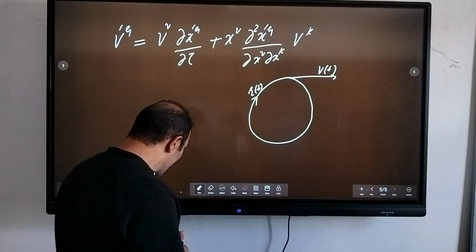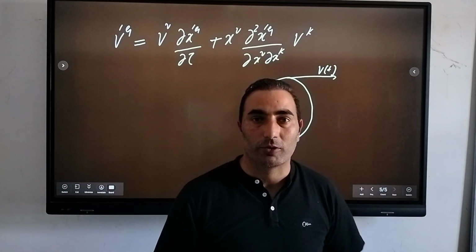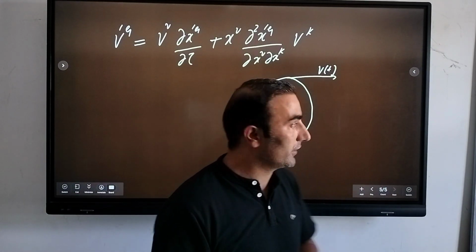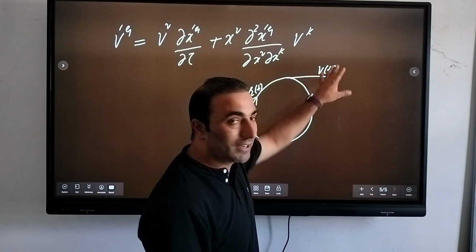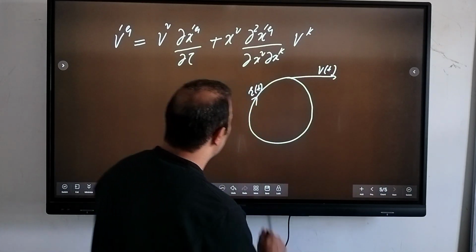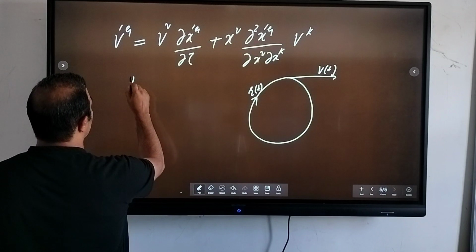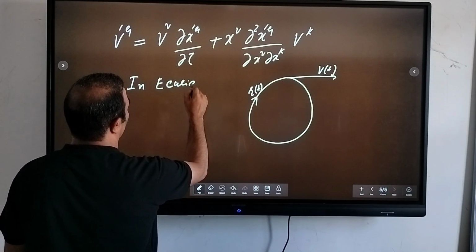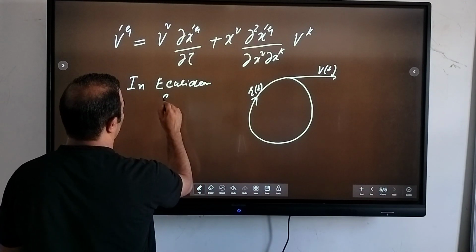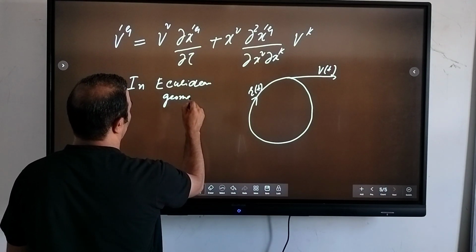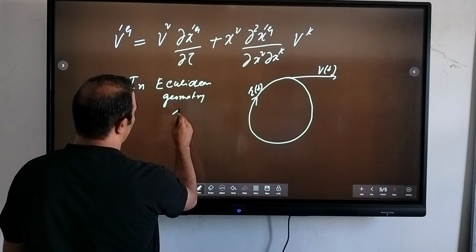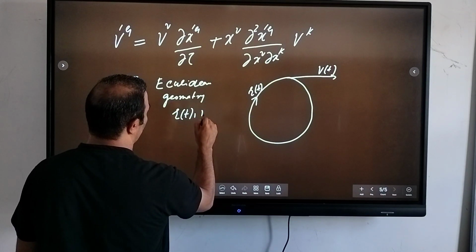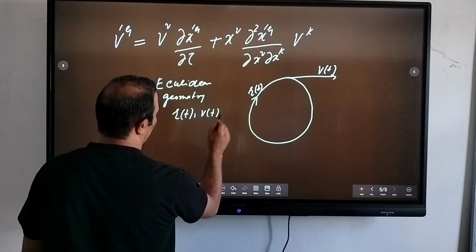Now, if you talk about Euclidean geometry, in Euclidean geometry this r of t and v of t remain in the same plane. So they will lie in the same plane.